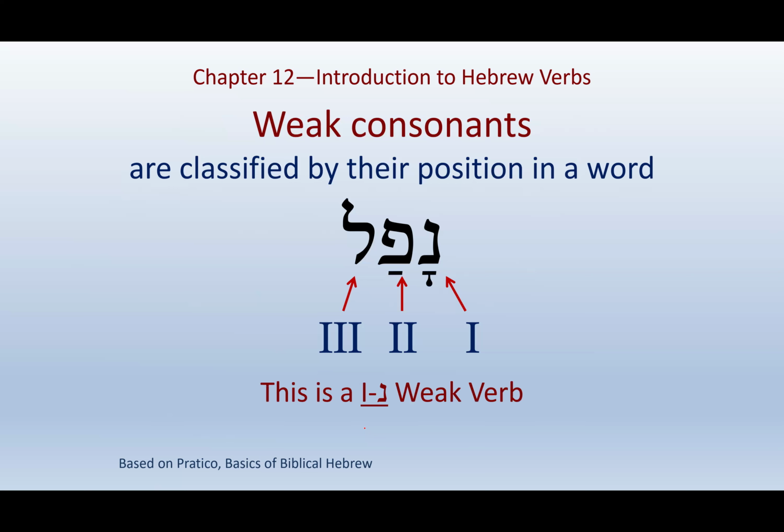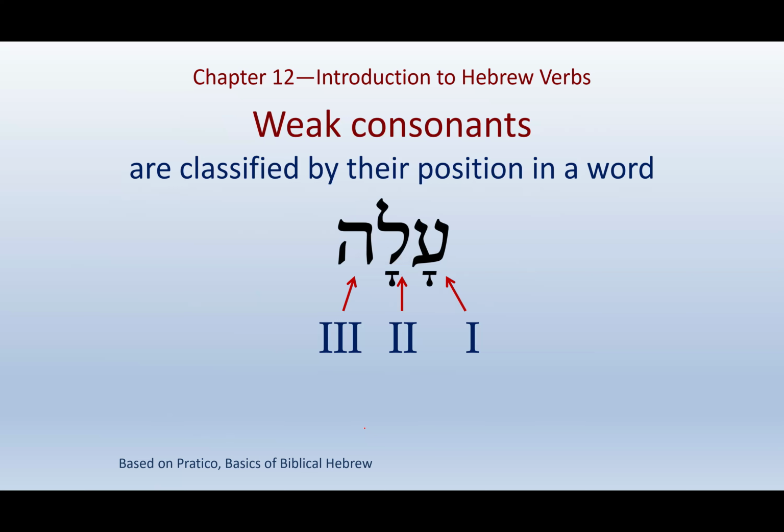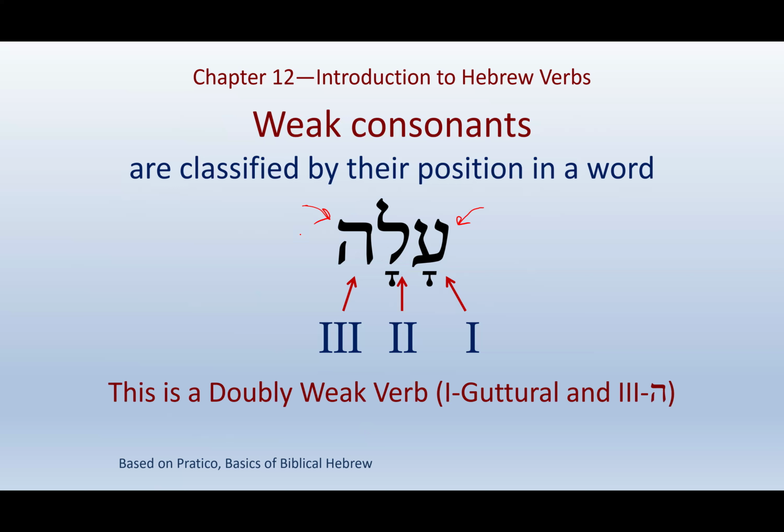Alah, we have a couple of things here. First, the ayin is a guttural, and so is the hey. So we have two gutturals, and so we call this a doubly weak verb. It's a one guttural and three hey, doubly weak, because there's two.